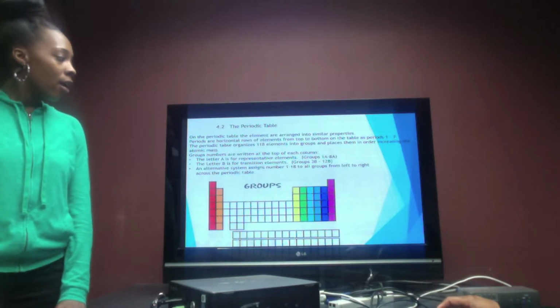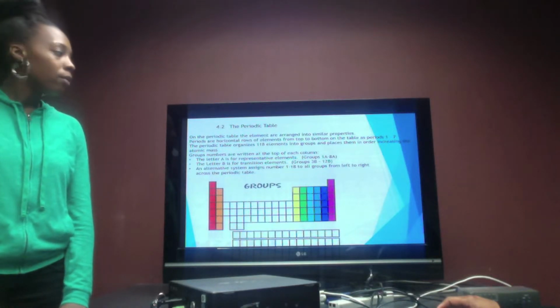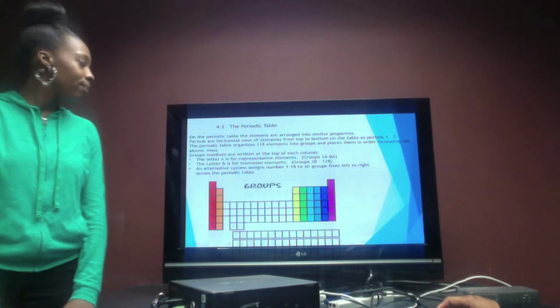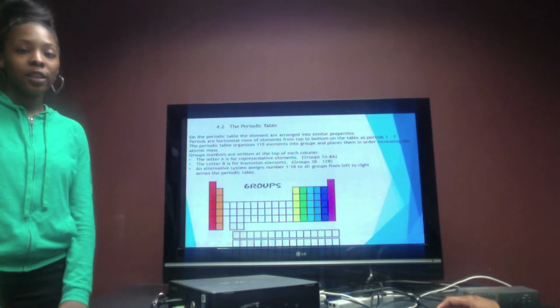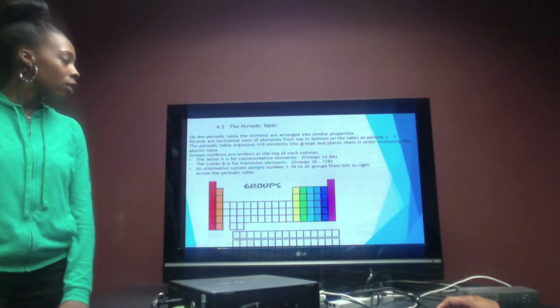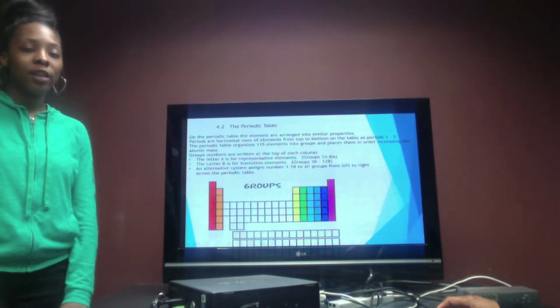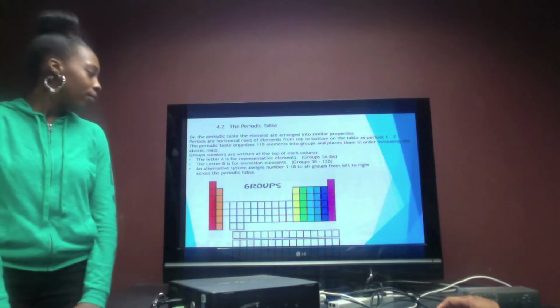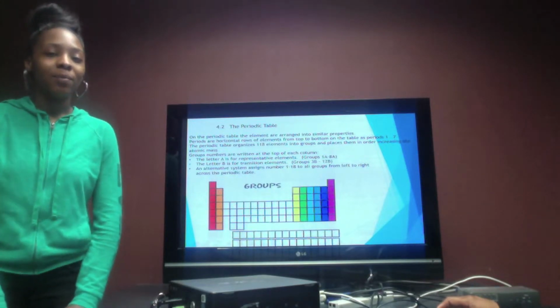The letter A is for representative elements, groups 1A through 8A. The letter B is for transition elements, groups 3B to 12B. An alternative system assigns numbers 1 through 18 to all groups from left to right across the periodic table.